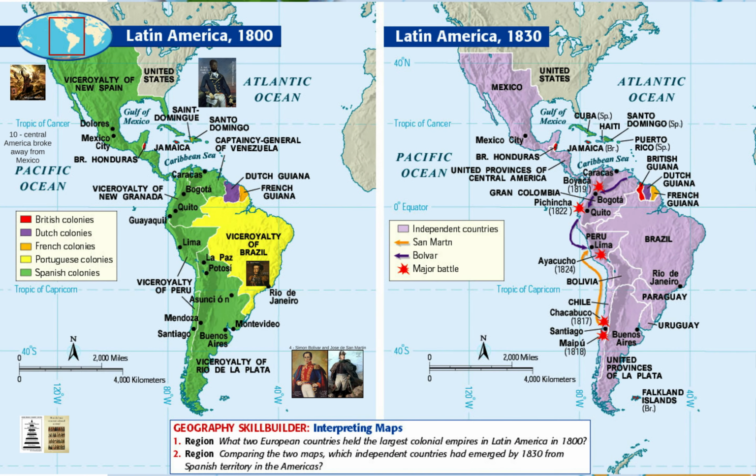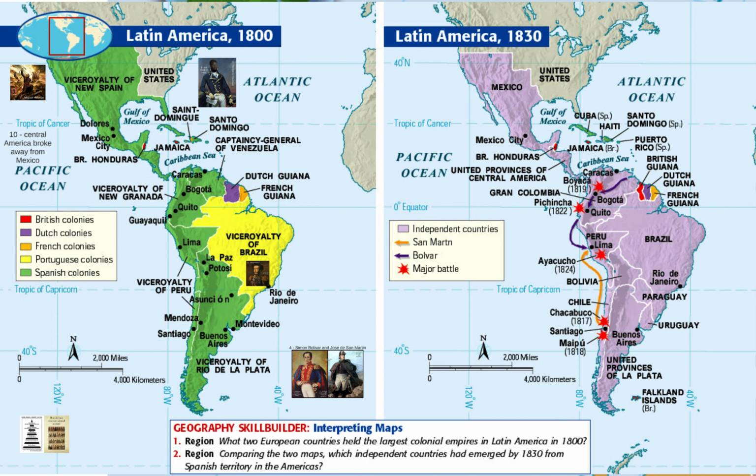So this is a map of Latin America. You can see from 1800 to 1830, Latin America went from a deeply colonized part of the world to a largely independent part of the world. And there's a lot of conflict that led to that. So let's look at some of the areas of that.